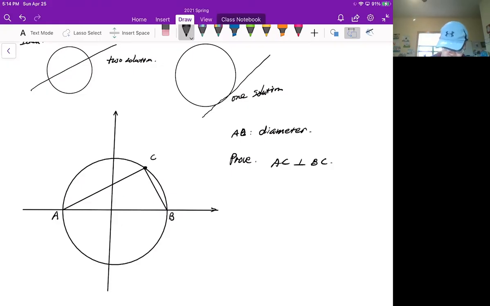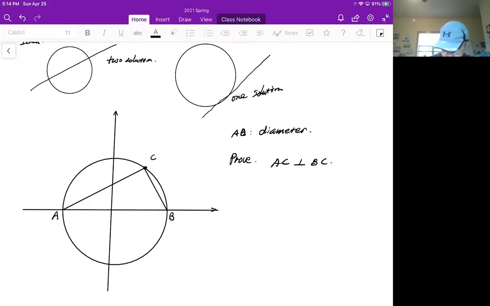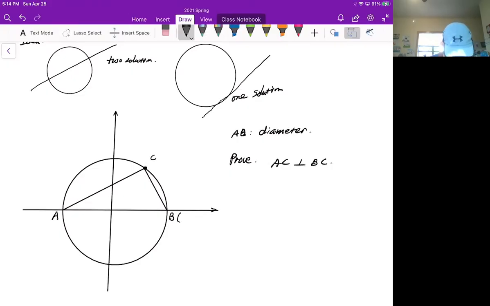If I set up XY coordinates in this way, I'm going to have A and B. So this is R, 0, which is just the radius, right? And what's A here? A is just negative R and 0, right? What's C here? C doesn't matter. I just call it a, b, right? But a and b should satisfy this equation: a squared plus b squared is equal to r squared. Does it make sense?